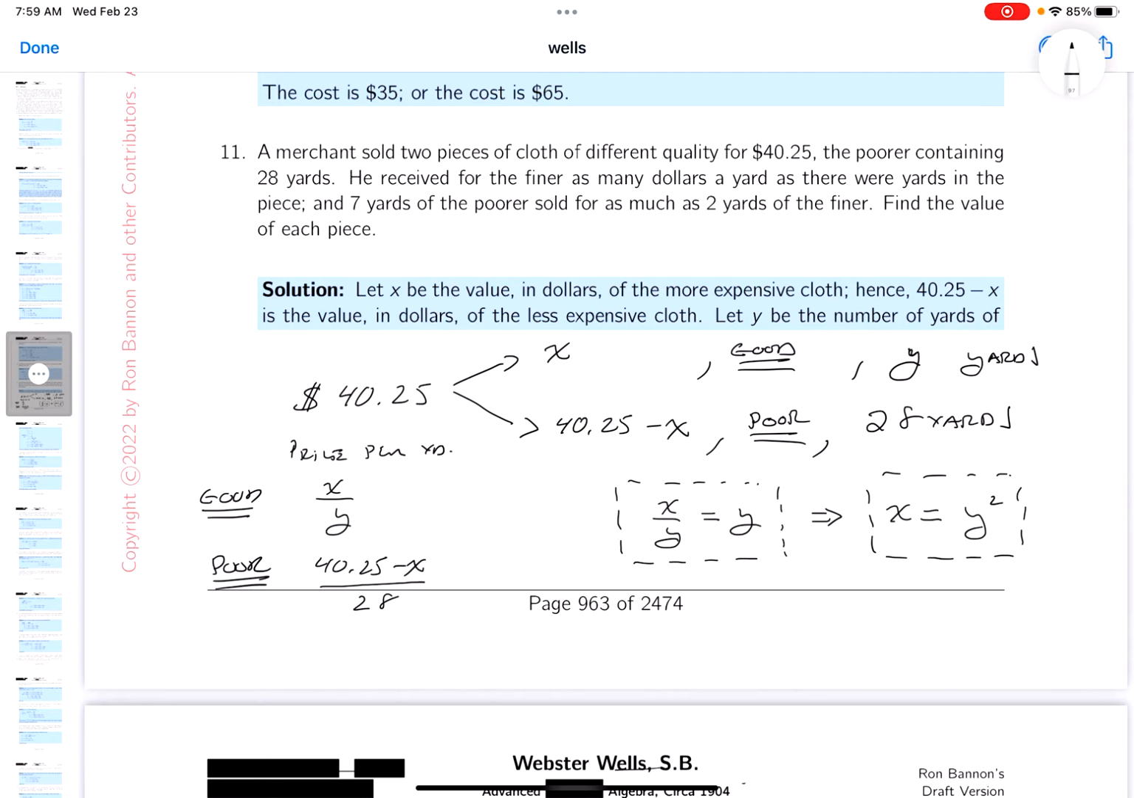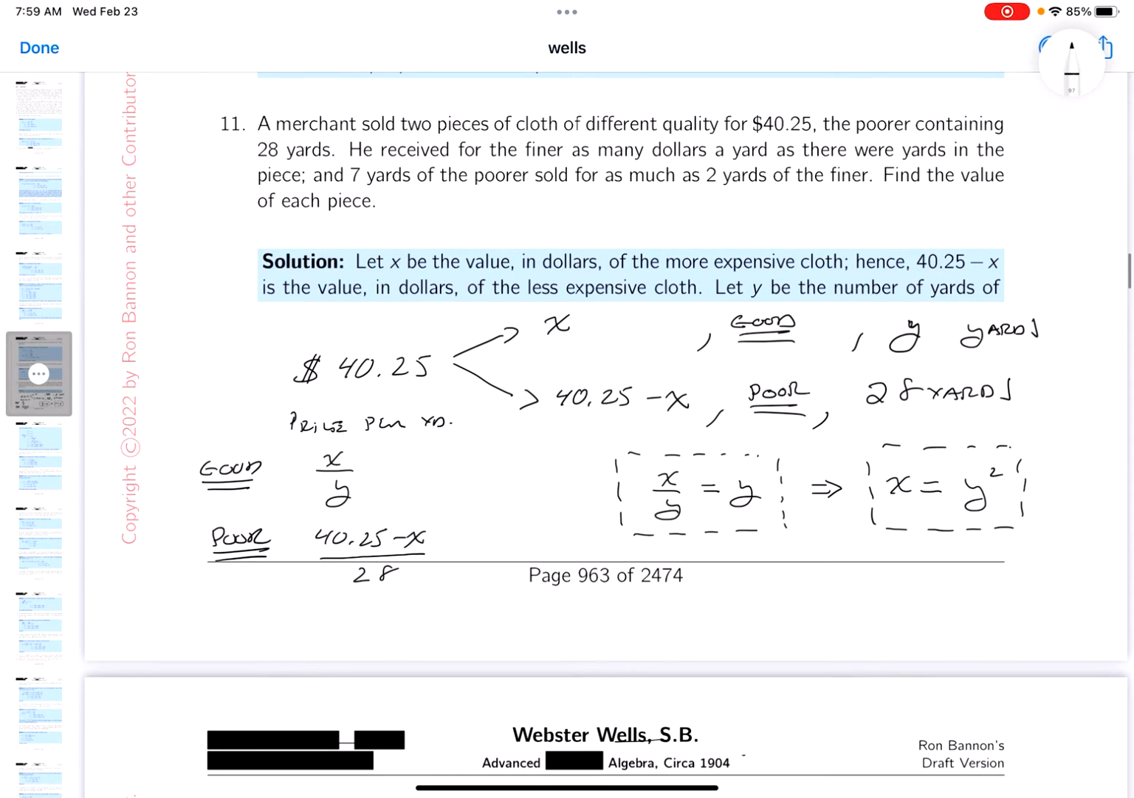Now, whether I'm going to use it or not, I'm saying it's important because it relates X and Y together. So he received for the finer as many dollars a yard, that's X over Y, as there were yards, and there are Y yards. And 7 yards of the poorer. Let me write that down. 7 yards of the poorer. What would that cost? That would cost 40.25 minus X over 28. That's what 7 yards of the poorer one would be worth.